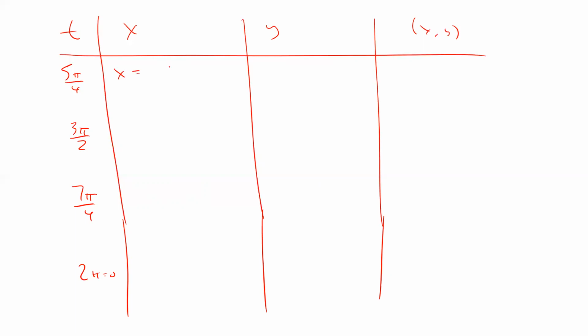And so this one, again, 3 cosine of 5 pi over 4. That is going to be in quadrant 3. So you know it's negative, again negative. So negative 3 root 2, so negative 4.2.